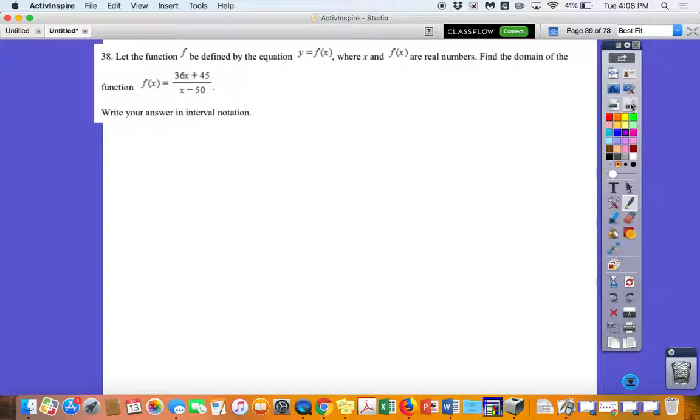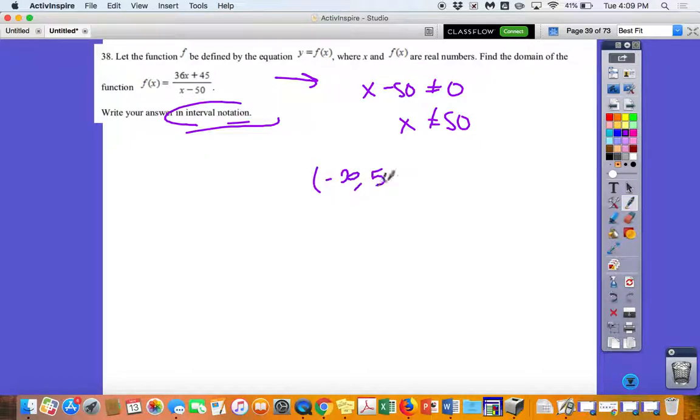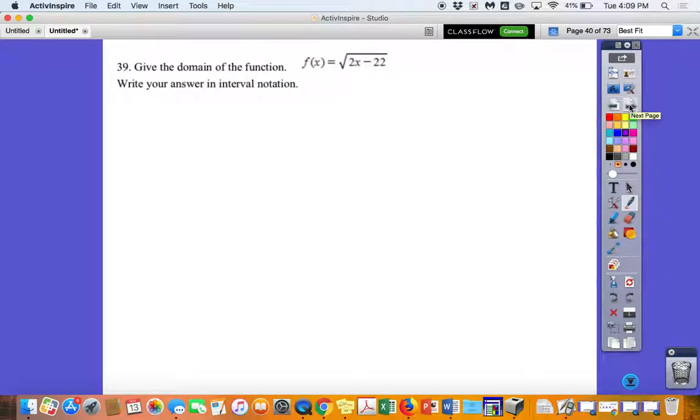I think I actually have a second picture of this. Write your answer in interval notation. Well, the one thing you can't have in a rational function is a 0 in the denominator. So your denominator is not allowed to be 0. Remember, that's vertical asymptotes. So x can't be 50. So use your intervals to say that we're excluding 50. We're going to go up to 50 on both sides, but we're not going to include 50. And that's your domain.